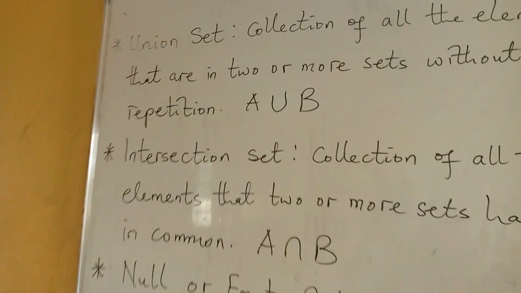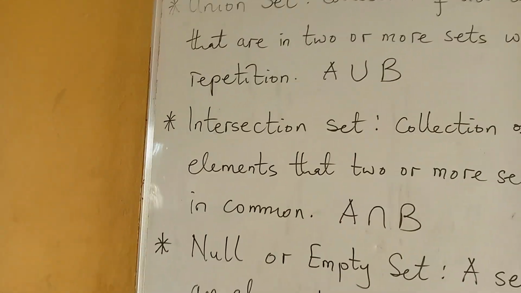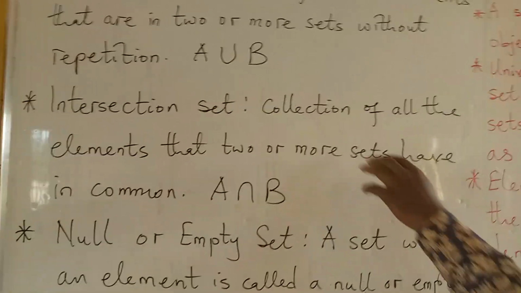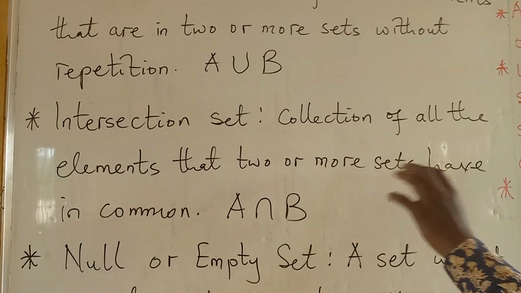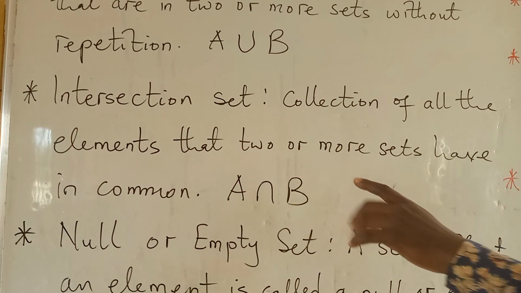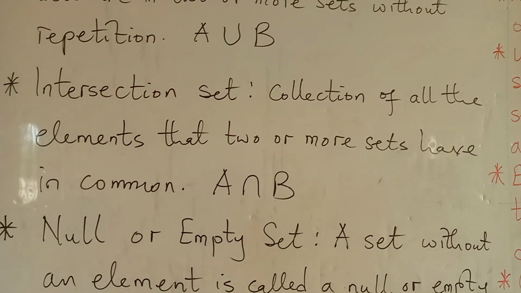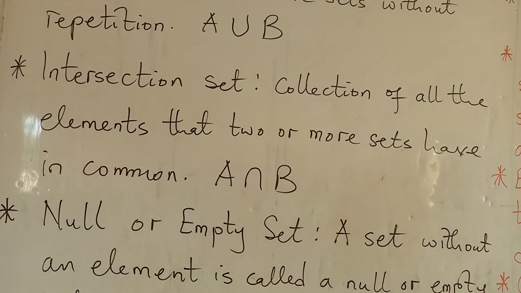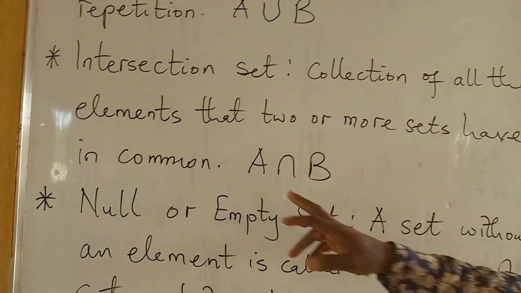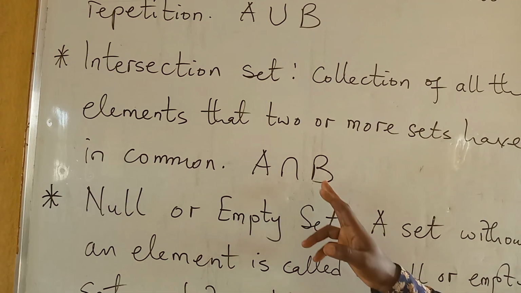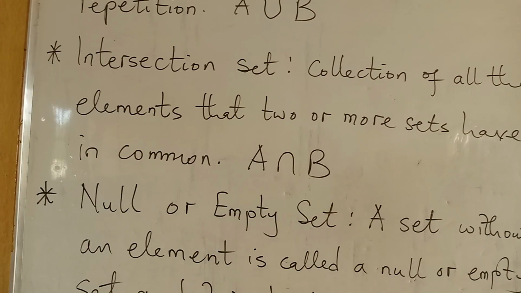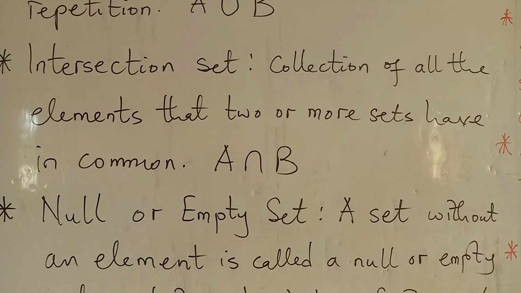Let's look at another definition. Intersection. Now, collection of all the elements that two or more sets have in common is called the intersection of the two sets. And it is denoted like this: A intersection B, a set of all the elements that the two sets have in common.